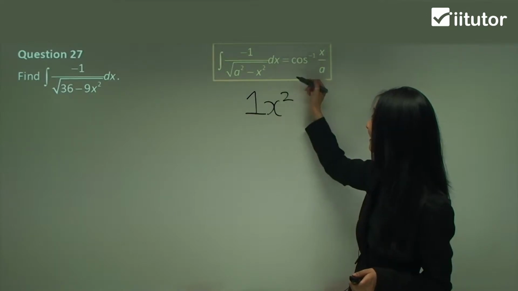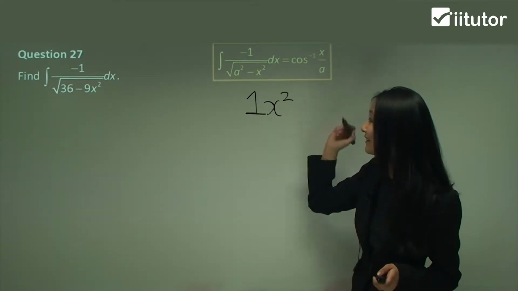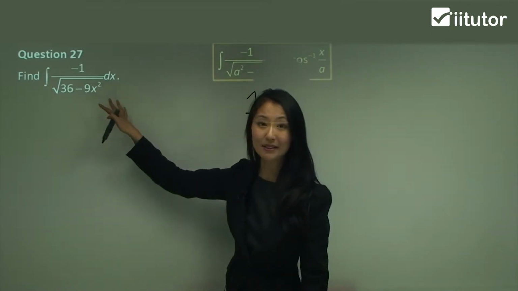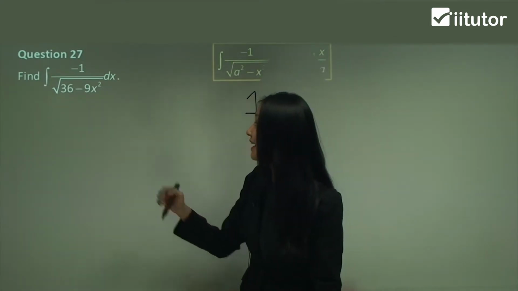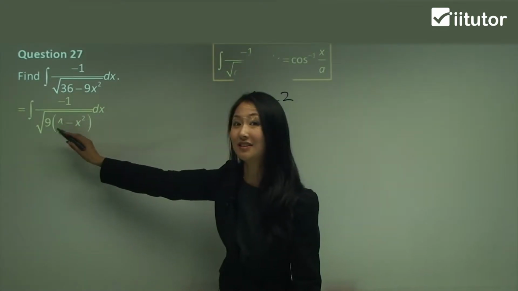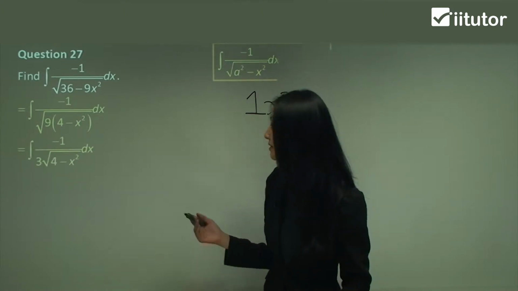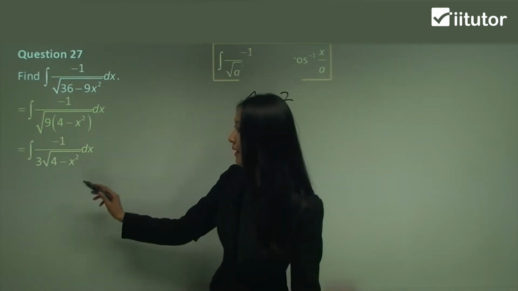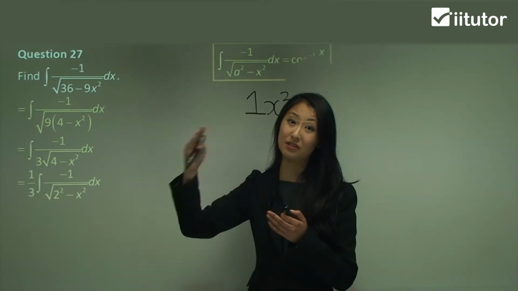So here we know it has to be 1x squared, all right? So all you need to do is whenever you see a coefficient in front of the x squared, just factorize that coefficient out. So in this case, it's 9. So all you need to do is just factorize the 9 out. And we know that square root 9 just becomes 3, yeah? And because you can see with that 3, it's out of the side of the square root, which means you can actually just move it to the front.